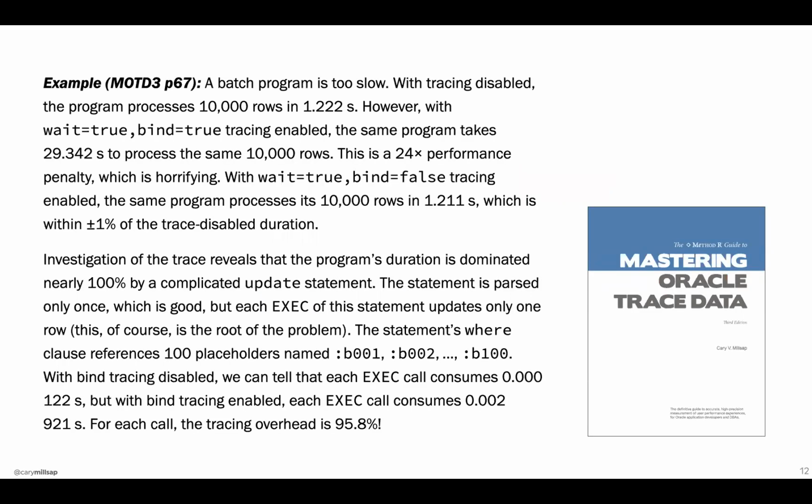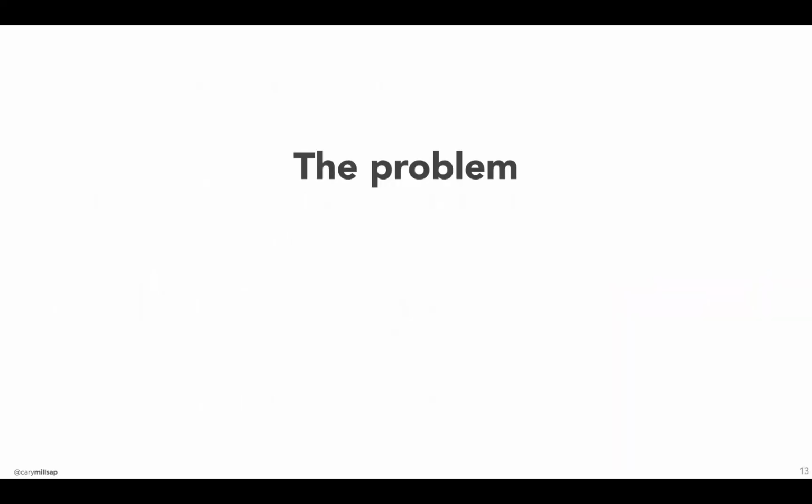This is an example from the Mastering Local Trace Data book on page 67. It talks about a batch job that's too slow. This is a lot of text to read, but basically, with tracing off, it's very quick. And with tracing, well, not very quick, but kind of quick. And with tracing turned on, it slowed way down. I'll recap it here on this simplifying slide.